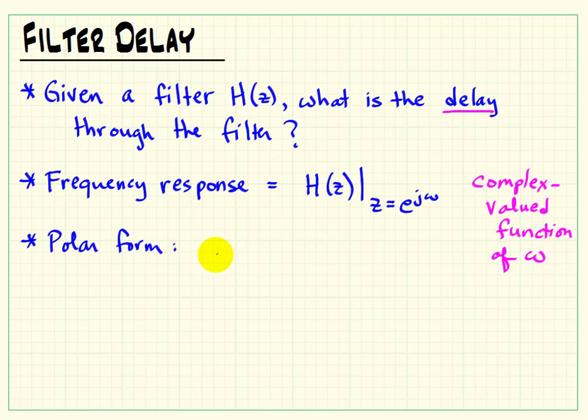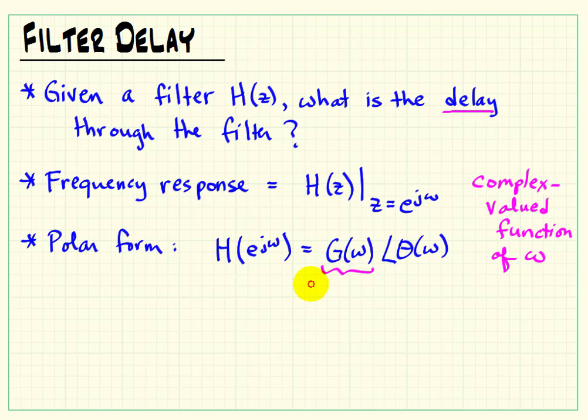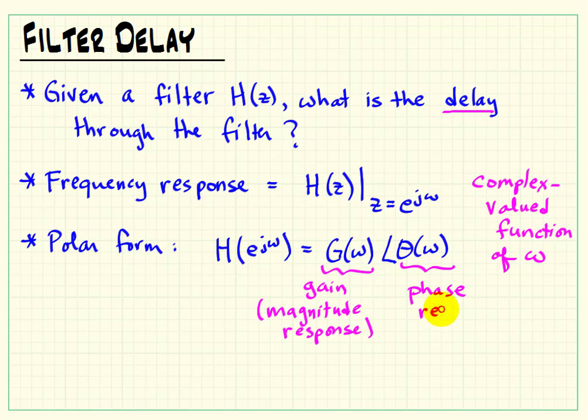Now the frequency response is a complex valued function of omega. So let me just reiterate that we have H evaluated at e to the j omega. That gives us, in polar form, a magnitude response and a phase response. So this is just simply expressing that complex valued function in polar form. The magnitude response, we can think of this as the frequency dependent gain, and the phase response also is dependent on frequency.